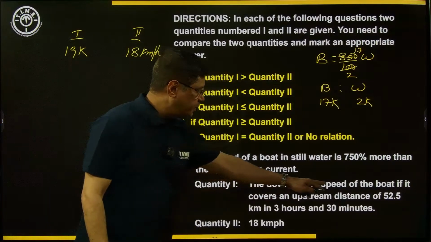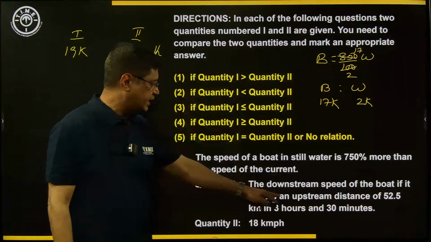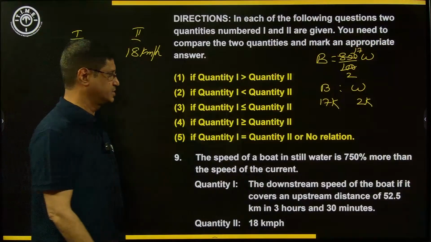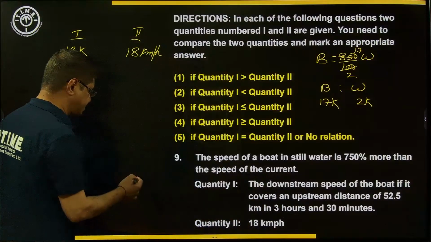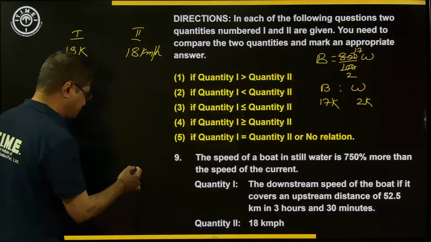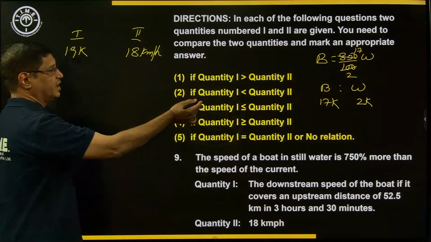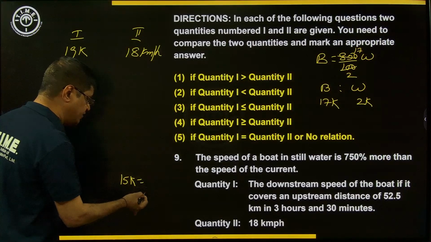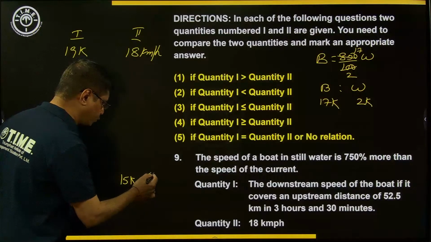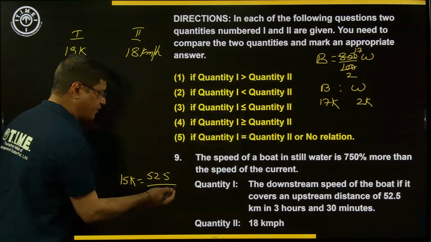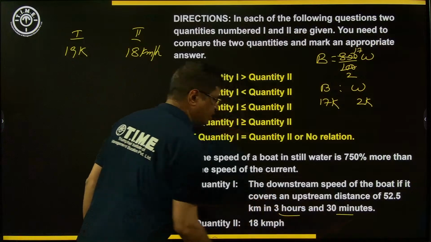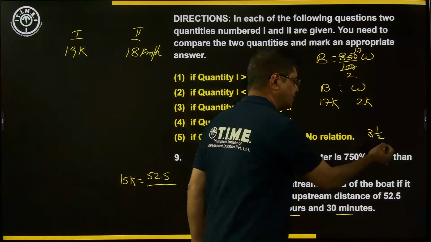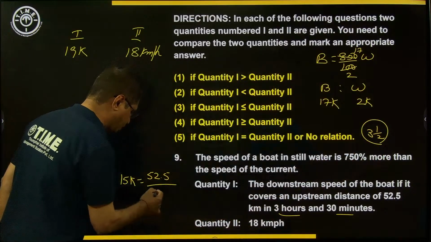The downstream speed of the boat, if it covers an upstream distance of 52.5 kilometer in 3.5 hours. So, distance covered in upstream. What is the distance covered in upstream? 17k minus 2k, that is 15k. 15k is equal to how much? 52.5 by 3.5 hours, 3 hours 30 minutes. 3.5 means 3 and 1 by 2. What is the value of 3 and 1 by 2? That is 7 by 2.